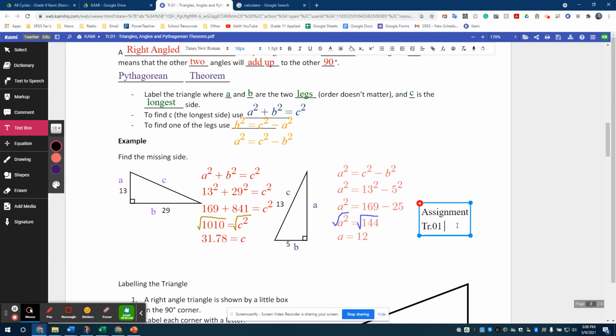is TR.01, numbers 1 to 10. It's going to be on the next page. It's numbers 1 through 10 on the assignment. If there's no diagram, make sure that you draw a diagram for your weekly progress check. You'll have to draw a diagram and make sure you label it. Make sure you show what you're doing, and then solve. Most of those questions are going to deal with Pythagorean theorem.